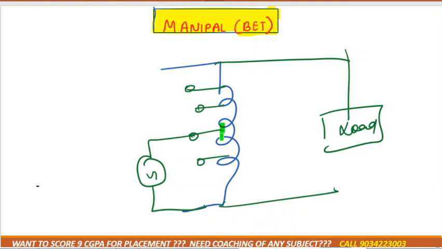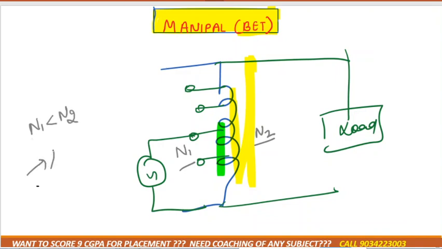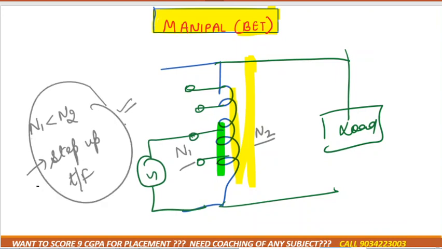So now in this case, this will behave as a number of turns N1 and this will behave as a number of turns N2. So in this case, N1 is less and N2 is more. So it will behave as a step up transformer. Correct? As a step up transformer.